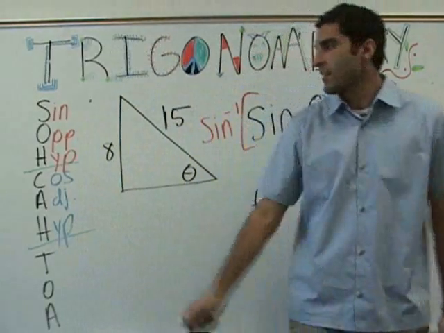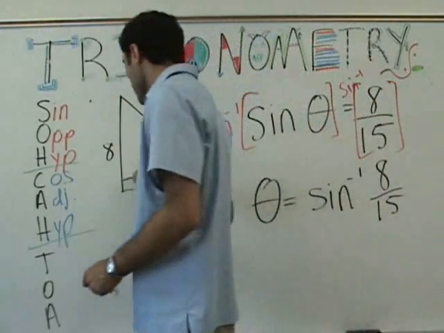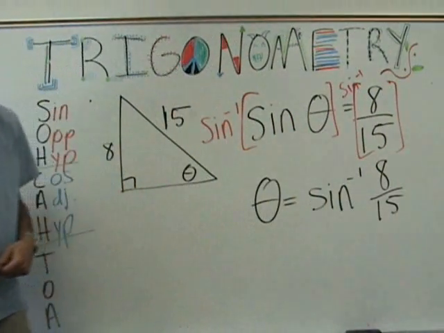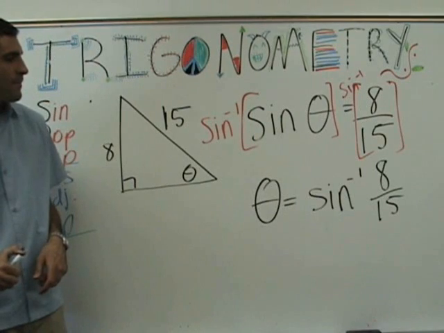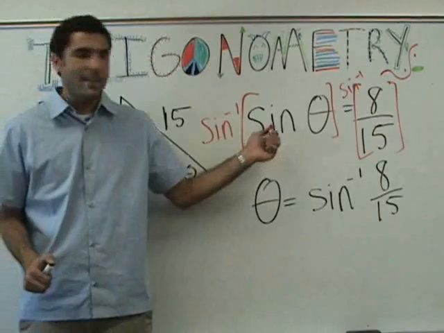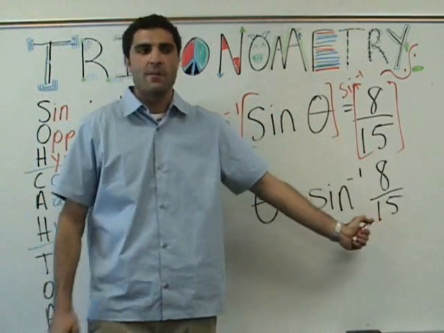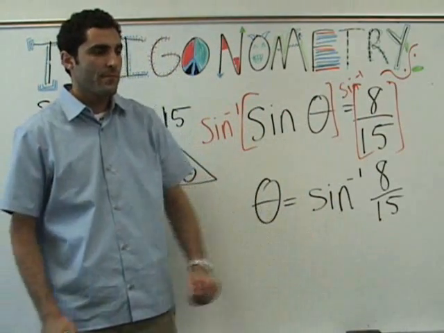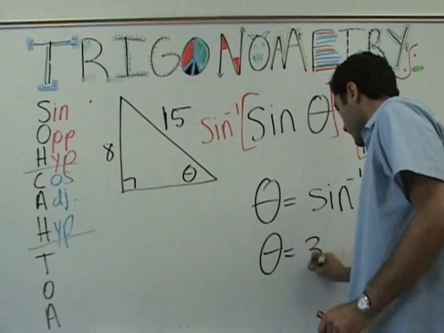32.23. Does that sound realistic for degrees? Yes. How do you get rid of the variable again? The inverse and the sine cancel, so theta equals inverse sine of 8 over 15 in the calculator. We got 32.23. And always, here, let me write it.